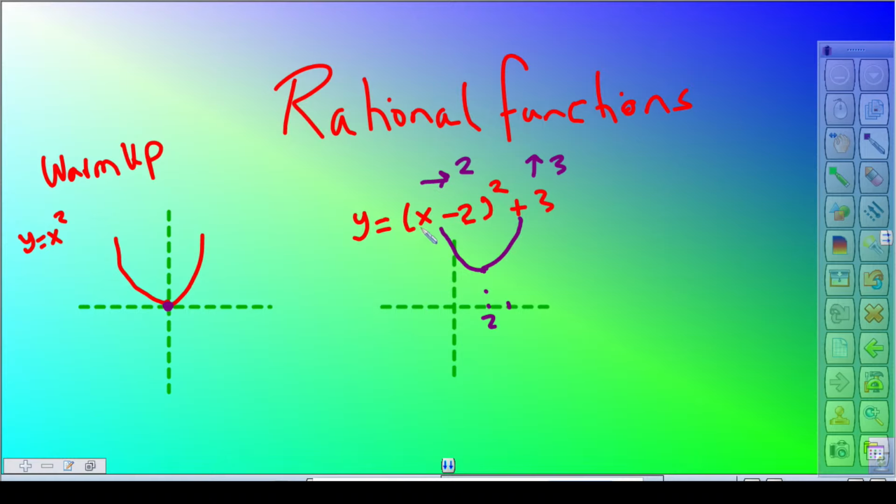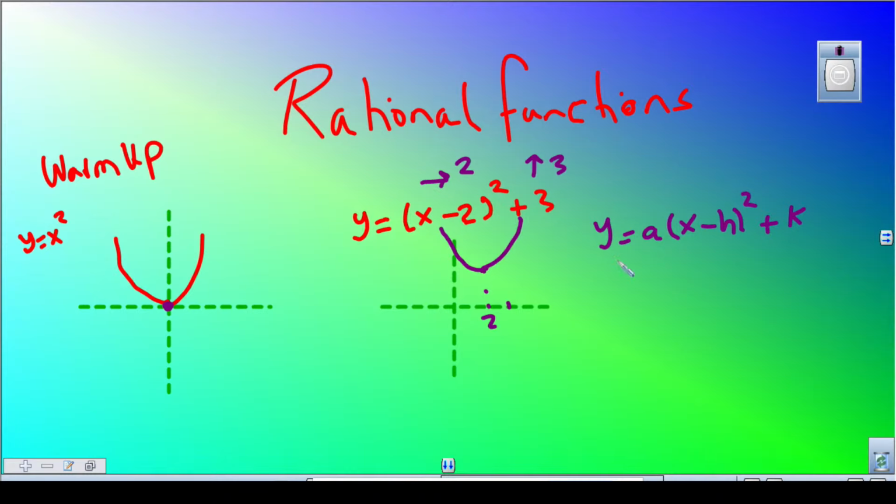I also want to put here something down that reminds you that there was an a, and then there was an (x minus h) squared plus the k. Do you guys remember that? It's called the vertex form of the parabola, the vertex form. Okay, this was a warm-up. I did this because we have a similar concept today, except the function we're going to talk about is called the rational function.